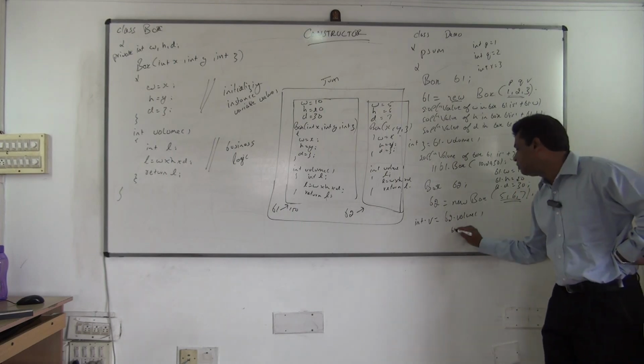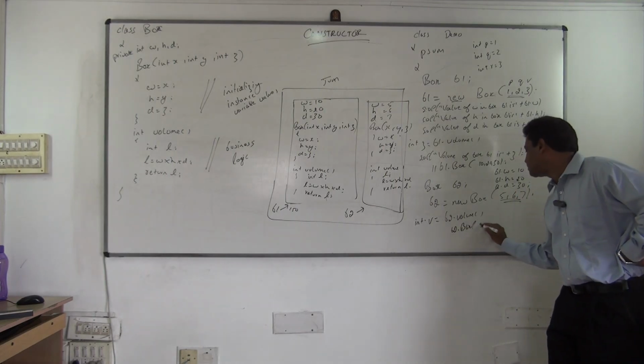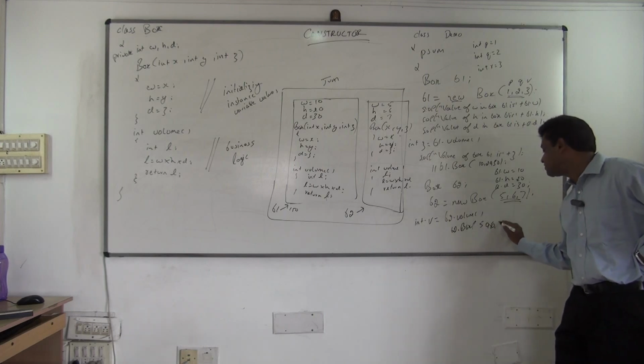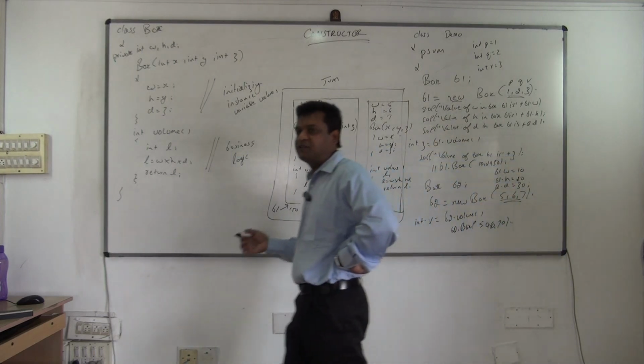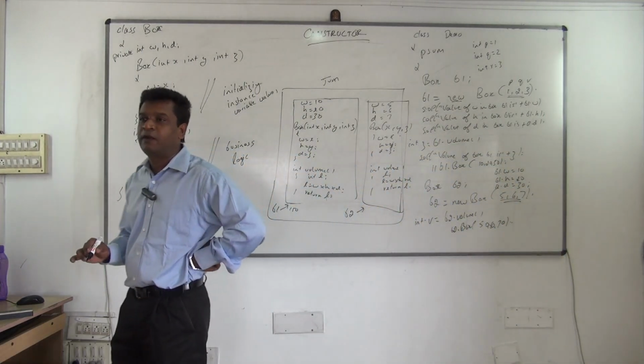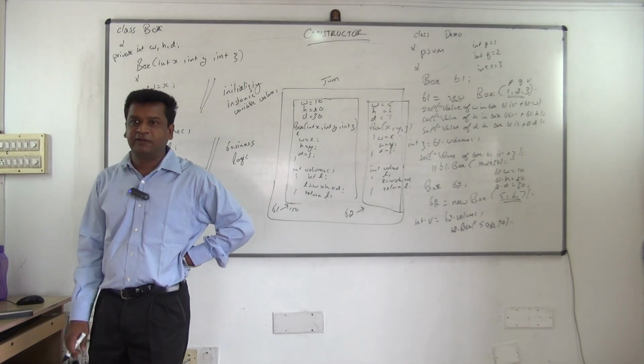Here also you can't call b2.box. So even though a constructor is a member of a class, if you try to send the values 50, 60, 70, it will not work. Even though a constructor is a member of a class, you cannot call it with the dot operator. Are you clear with this?